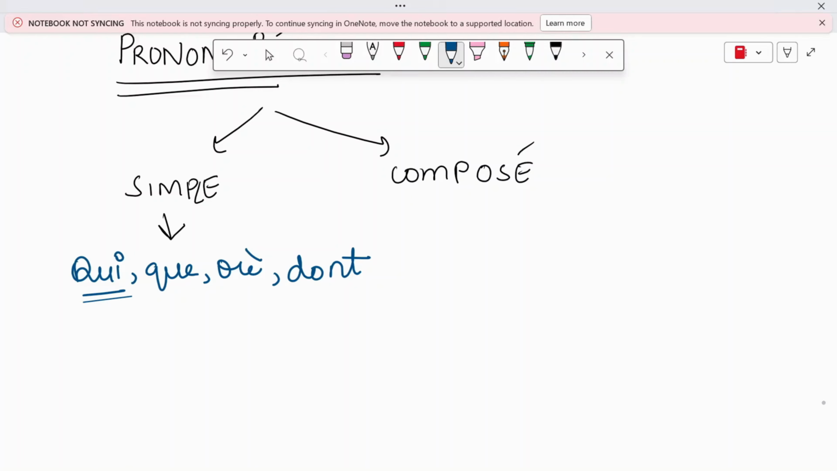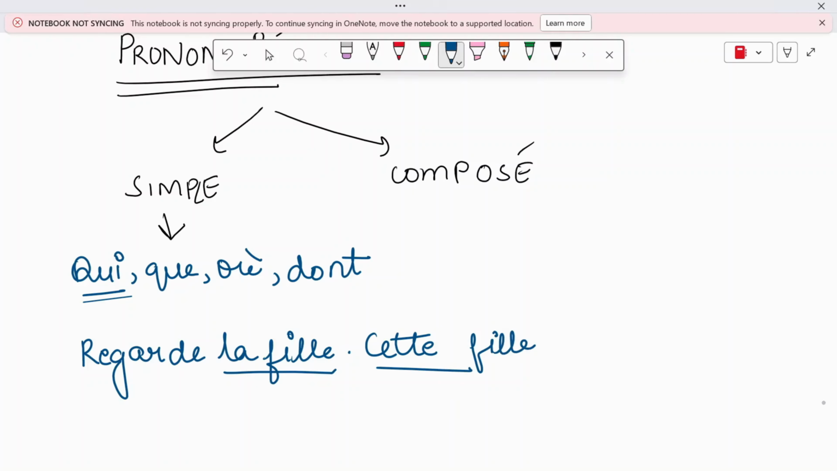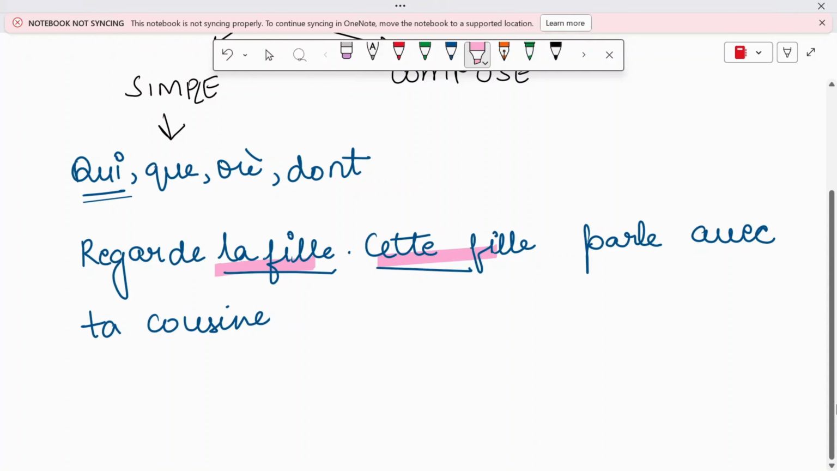For example, regarde la fille, watch the girl. This girl parle avec ta cousine, this girl is talking to your cousin. Here the girl is being repeated. So we are going to join the sentence and we are going to replace the repetitive noun. Let's see how we are going to do this.